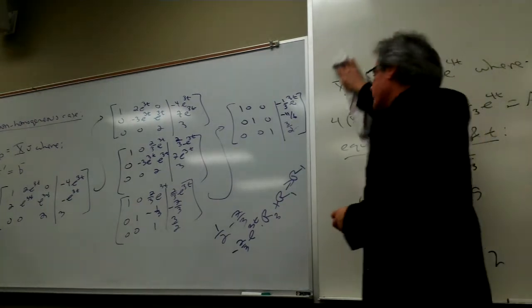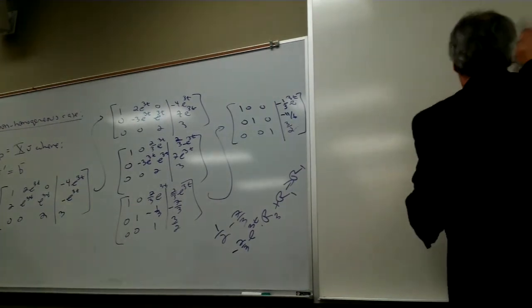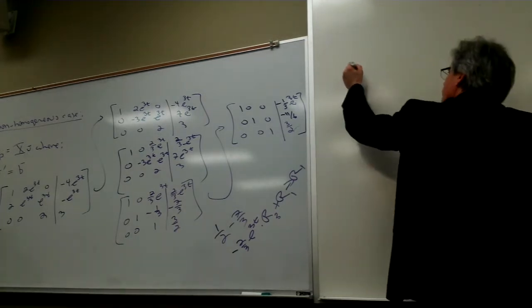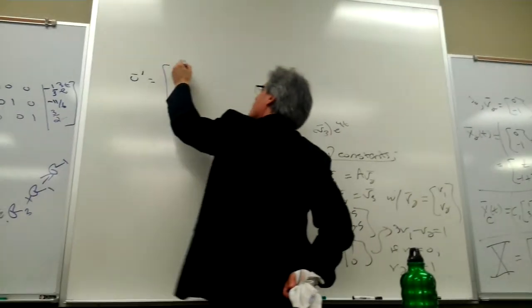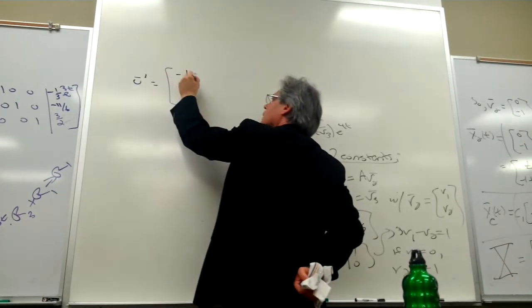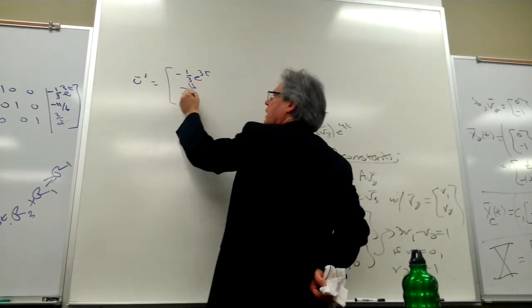Having said that, I think what this is suggesting is that my u bar prime t, its derivative I should say, is going to be nothing more than this. Negative 1/3 e to that power, negative 11/6, and a positive 3/2.